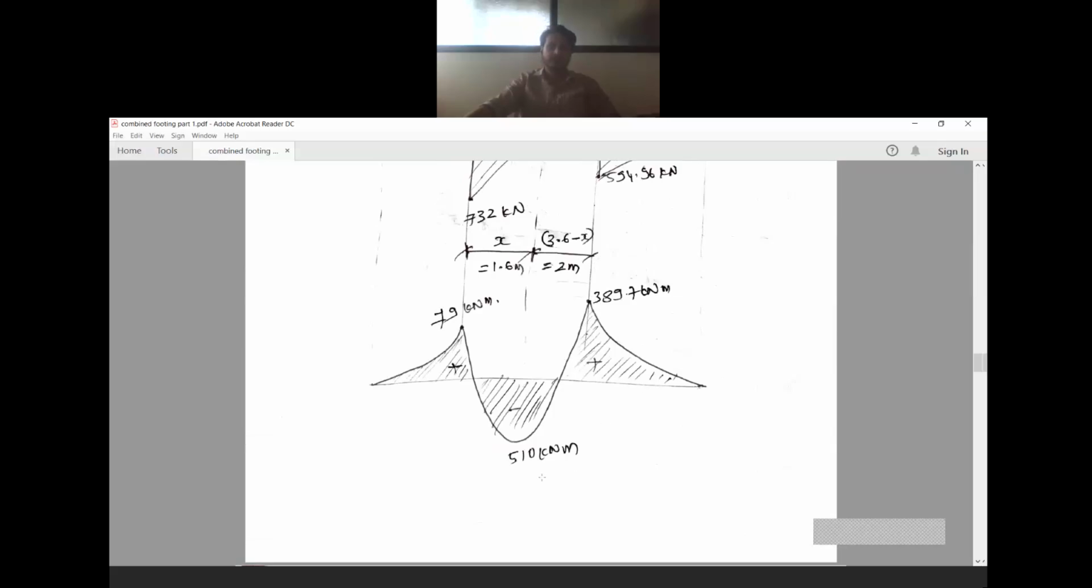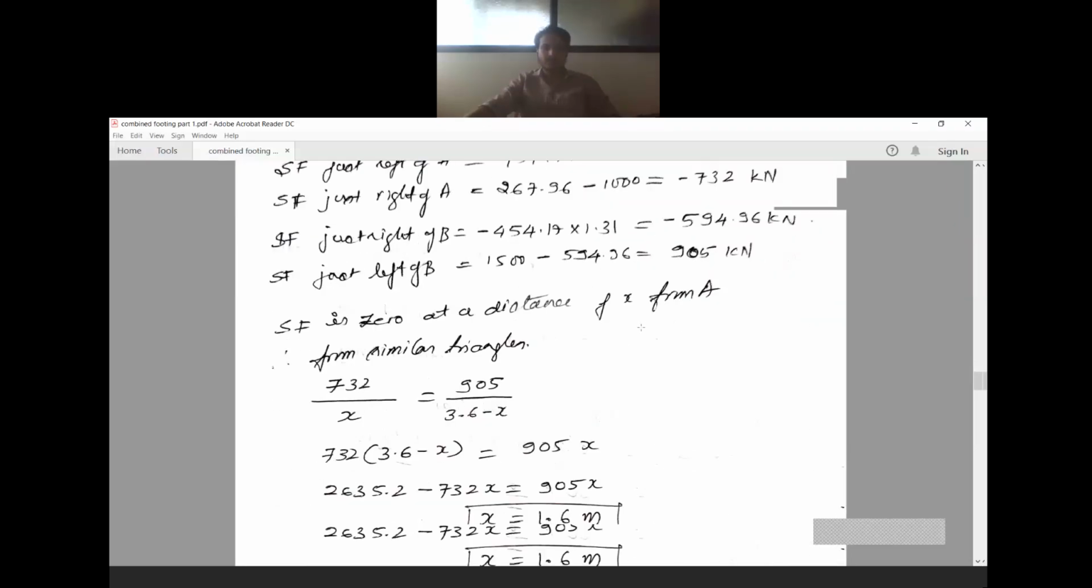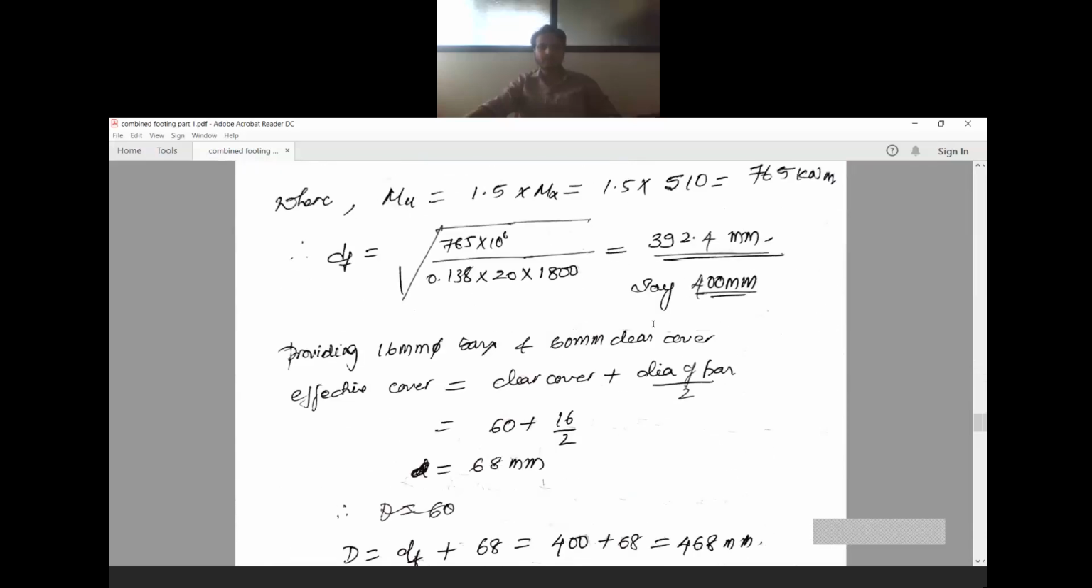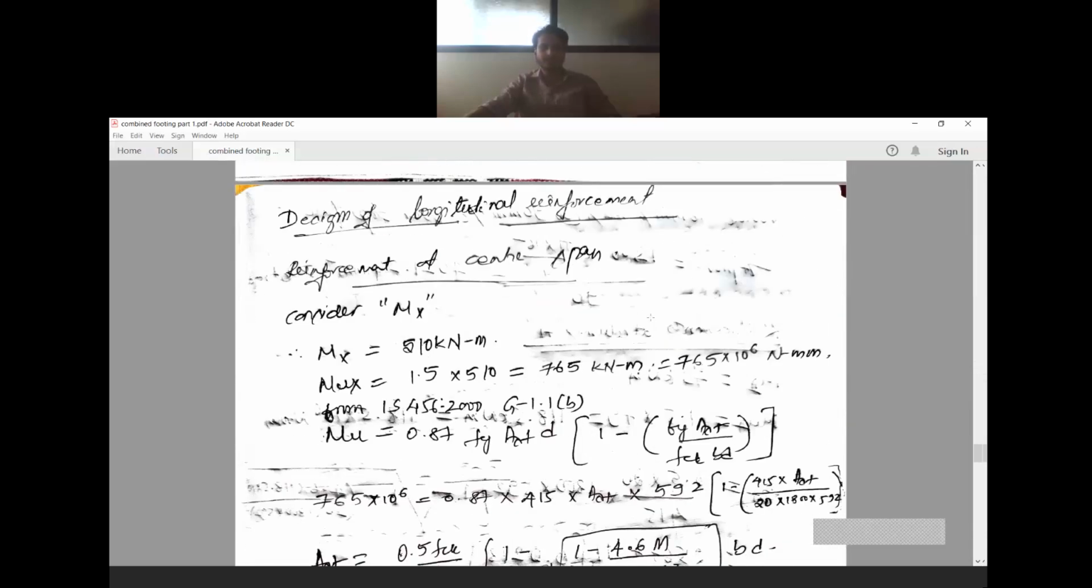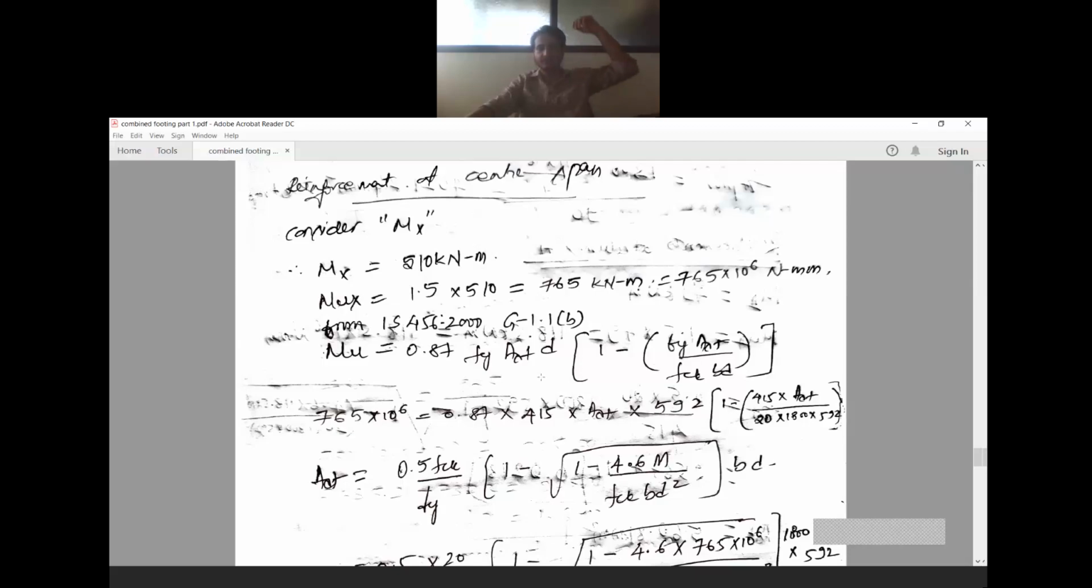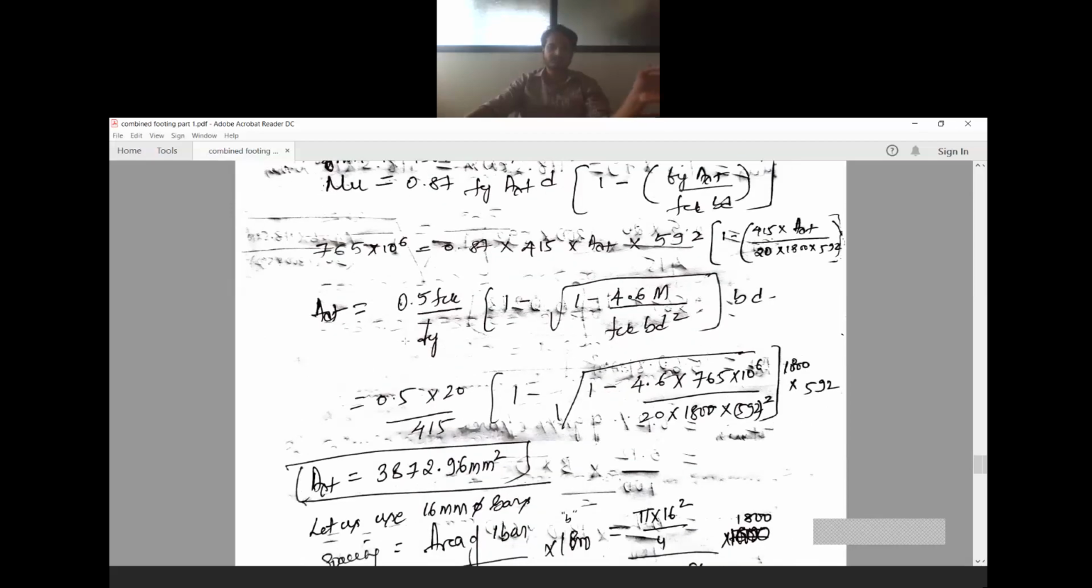Here Mx is 510, Ma is 71 and d is 389.7. We have a formula according to IS 456, Ast = M/(0.87 fy × 0.875 d). This is not given in any code book. This is just a modified Ast formula to make the calculation very easy.